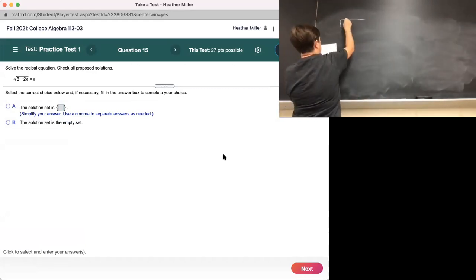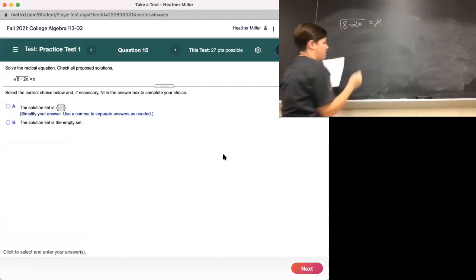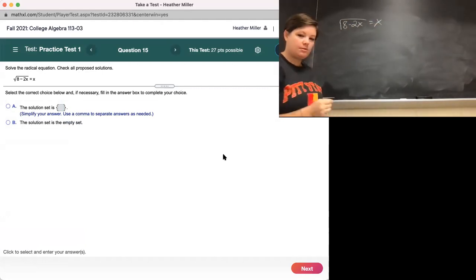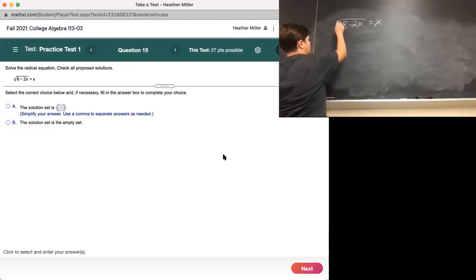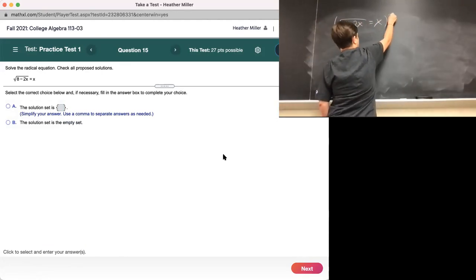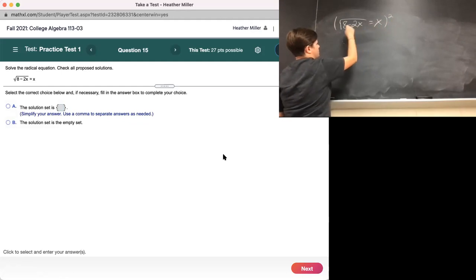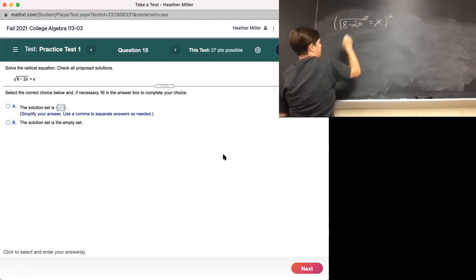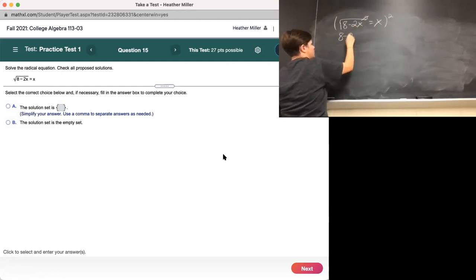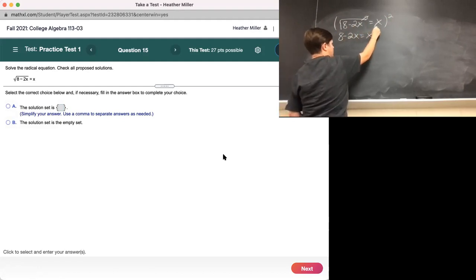We have the square root of 8 minus 2x equals x. To do these, you want to get rid of the square root, and the way to do that is you square it. But you have to square everything. So you're squaring both sides, which causes that to go away. So you're left with 8 minus 2x equals x squared.